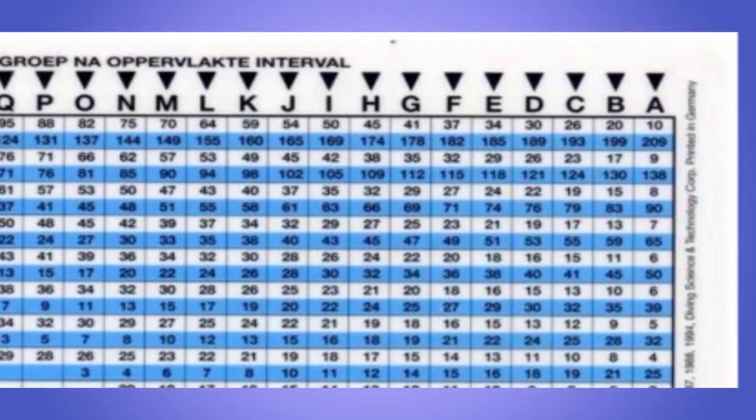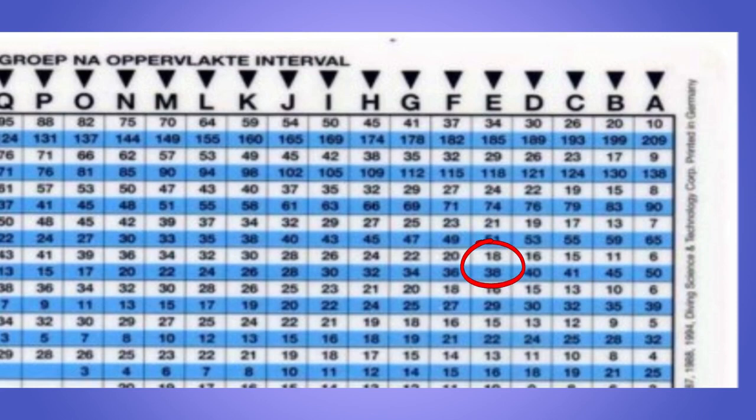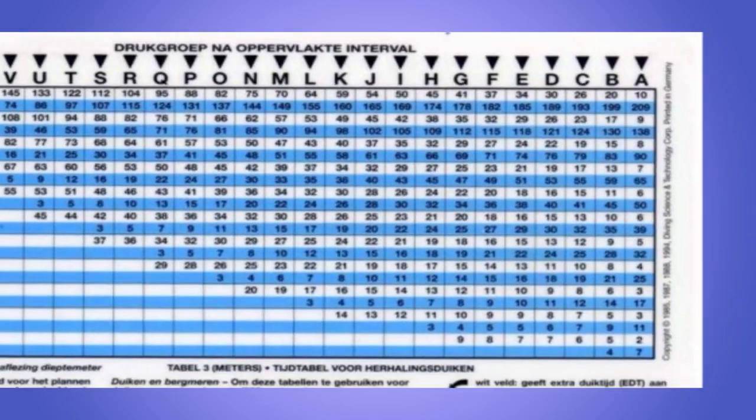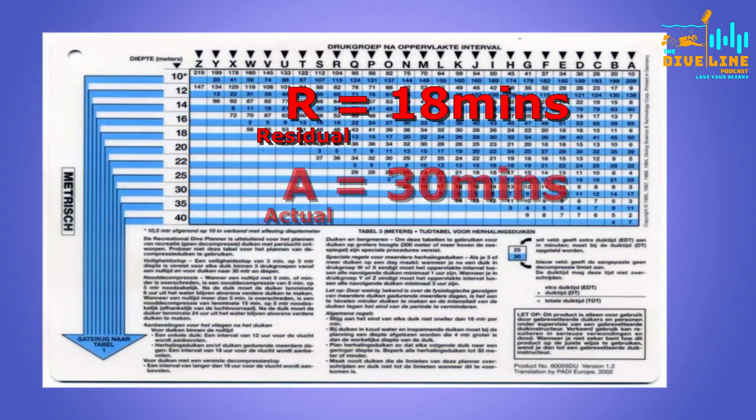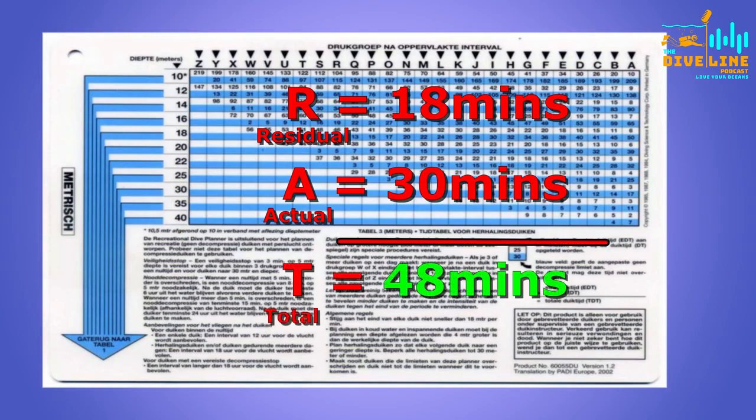In the white box is a figure of 18. This is 18 minutes of residual nitrogen that's still in your system that needs to be accounted for and added to the next dive. In the blue box is 38 minutes. This is the maximum dive time allowed when added to the 18 minutes residual nitrogen in the white box. That gives a maximum dive time of 56 minutes, and this shouldn't be exceeded. We need to add this 18 minutes residual nitrogen to our actual dive time of 30 minutes to give us a total time of 48 minutes.